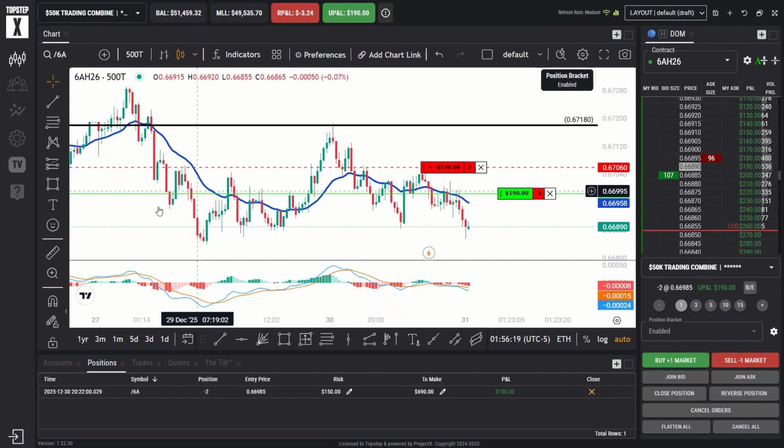So this is the chart layout at the 500 tick level, which means each of these red and green candlesticks equals 500 trades consisting of both buy side and sell side trades. This green candlestick is the current candlestick.